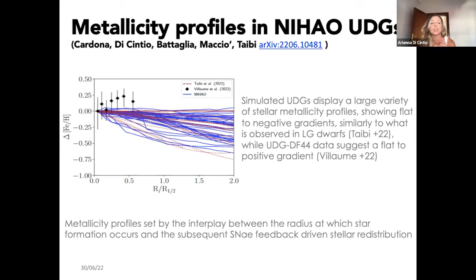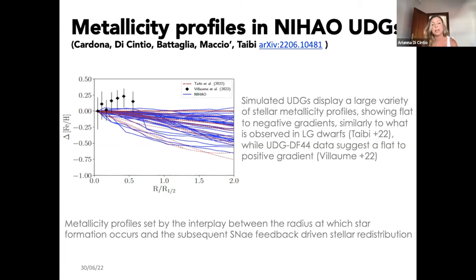What we do not match is the only so far reported case of an ultra diffuse galaxy with a positive to flat metallicity gradient. This is Dragonfly 44, shown here as black points. The relevant paper is Guillaume and collaborators. So we are predicting that this Dragonfly 44 is actually an outlier. We are predicting that when more data of observed UDGs become available, hopefully soon, their metallicity gradients should be flat to negative. We then investigated how this metallicity gradient actually arises.